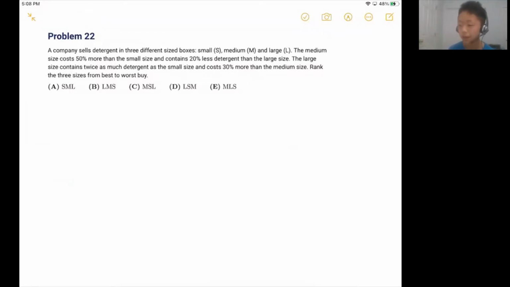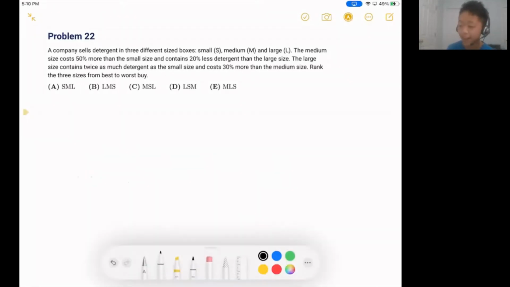And we want to rank the 3 sizes from best to worst by value. So for this problem, this is a standard word problem. We have a company that sells 3 different size boxes, small, medium, and large. This question is giving us different sizes as well as different costs, right? So let's say large, medium, small.